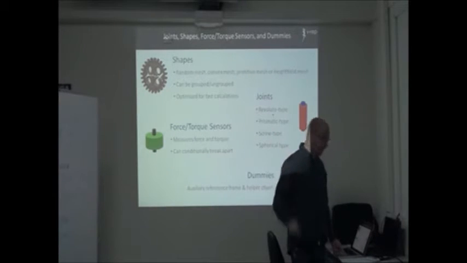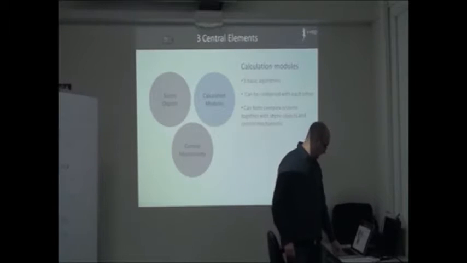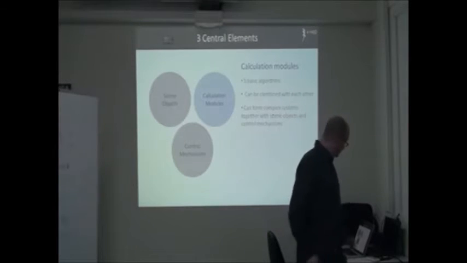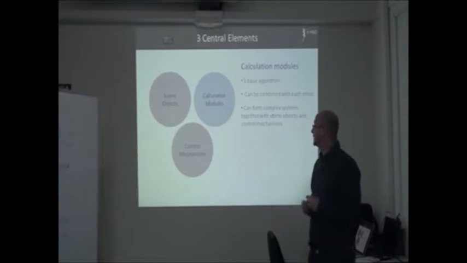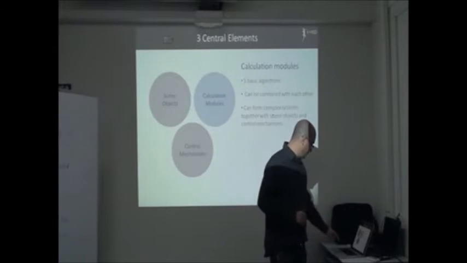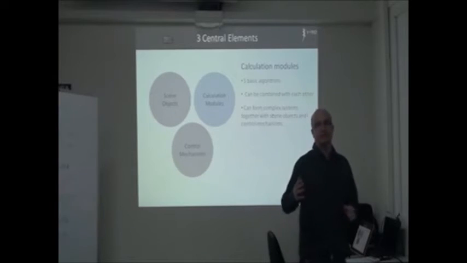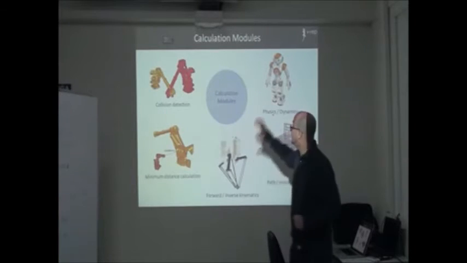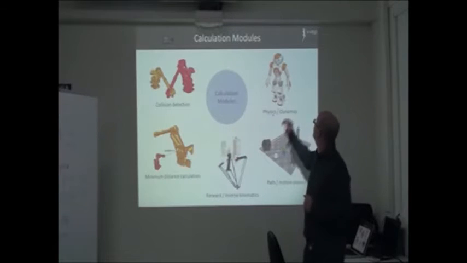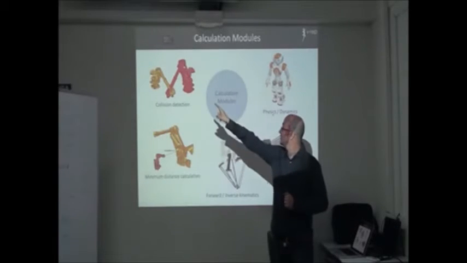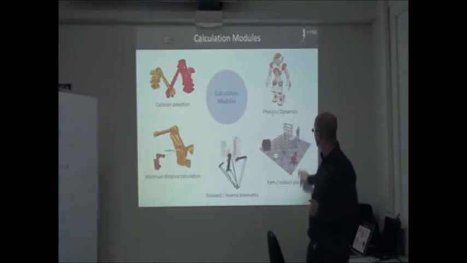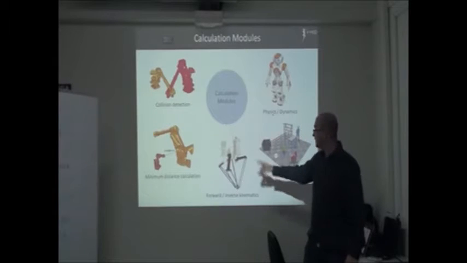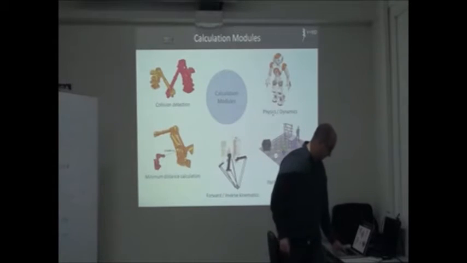And dummies are basically auxiliary reference frames. So those were the objects. Another central element of V-REP is the calculation module. Calculation modules are algorithms that are inside V-REP that are helping you with fast prototyping. And you have several kinds of modules that we're going to talk about all of them. Like for instance, you have the collision detection module, the physics and dynamic engine module, the path motion planning, forward and inverse kinematics, and minimum distance calculation.